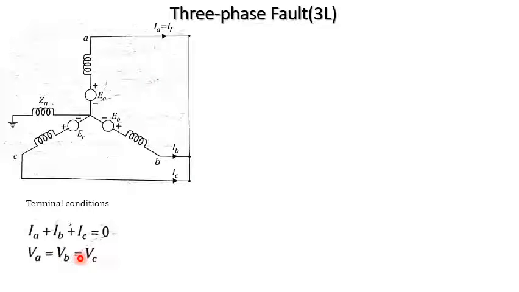Okay, by these terminal conditions it is not possible to calculate either the voltage or the current, because each depends on the other. However, we can see that IA plus IB plus IC is equal to 0. Based on this we can try to calculate the symmetrical components of the current. Convert IB and IC in terms of IA.